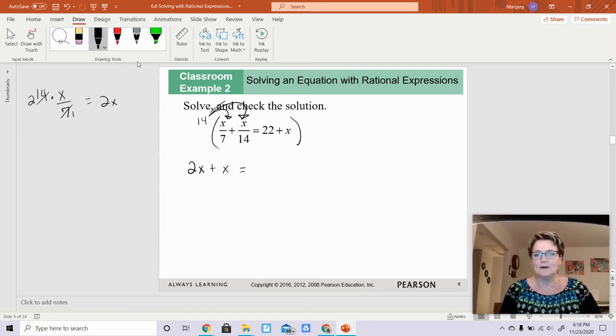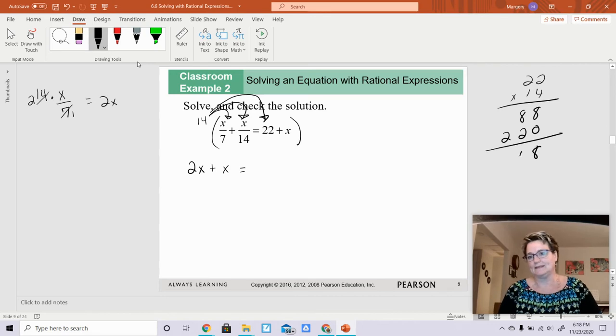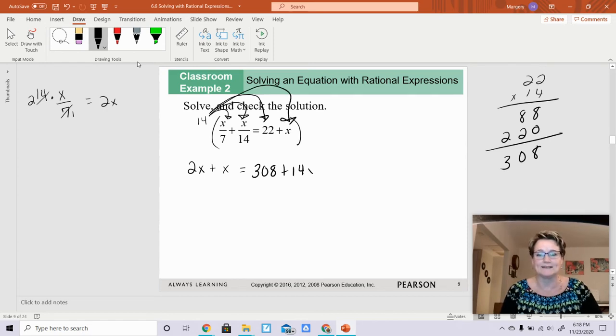Equals 14 times 22. Good heavens, I don't know. So 22 times 14, I'll do the math over here. That's 88. Put a 0 for a placeholder. That's 2 and that's 2. 8, 10, 3. That's 308. Big number. And then I'm going to take the 14 and multiply it by x. So that's 14x.